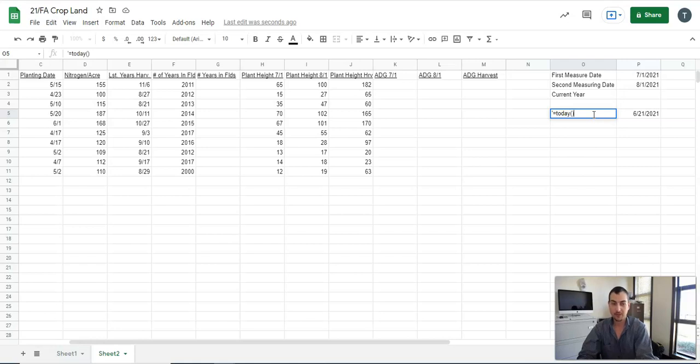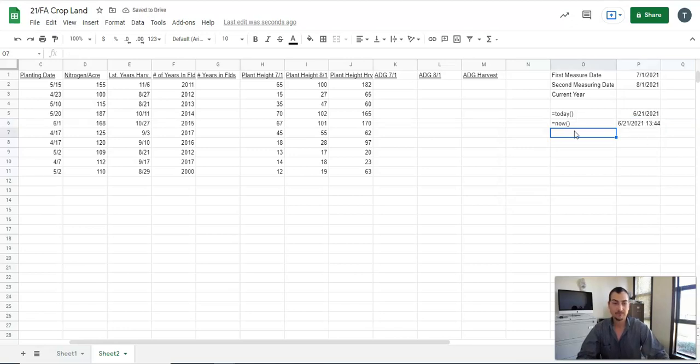Open parenthesis and close parenthesis. All of the embedded formulas will always begin with an equal sign. There'll be a certain kind of command, a certain word you type in, or a certain letter, or set of letters you type in, followed by an open parenthesis and close parenthesis. We can do another one where it says equals now. And equals now is actually going to show us the current date and the current time.